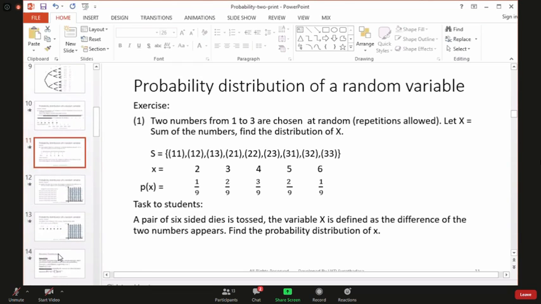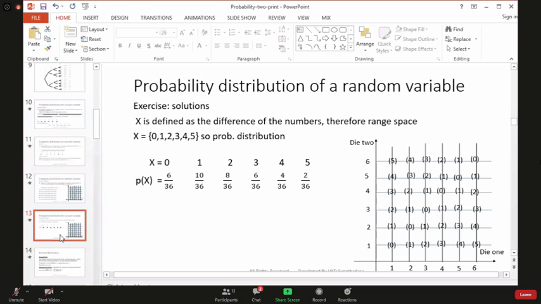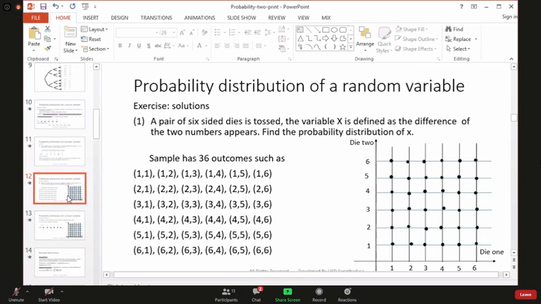This is the slide we require. Same outcomes, see, same outcomes. When you toss a die 2 times, there are 36 outcomes.